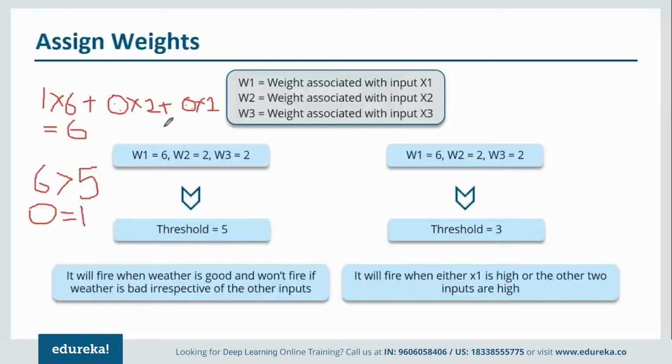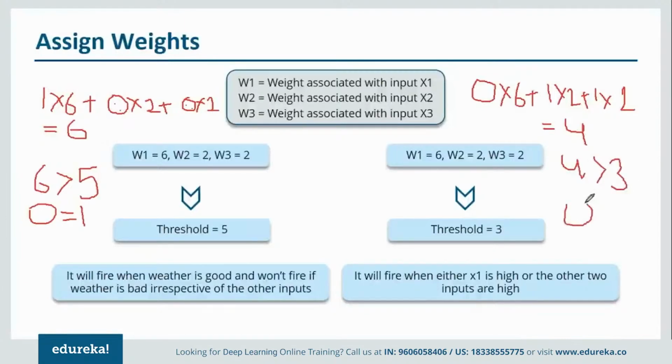Alright, now I'll explain a different scenario. Over here our threshold was 5, but what if I change this threshold to 3? In that scenario, even if my weather is not good, I'll give it a 0. So 0 into 6. But my wife and public transport both are available. Alright, so 1 into 2 plus 1 into 2, which is equal to 4, and it is definitely greater than 3. Then also my output will be 1. That means I will definitely go to the beer festival even if weather is bad, and my neuron will fire. So these are the two scenarios that I have discussed with you.